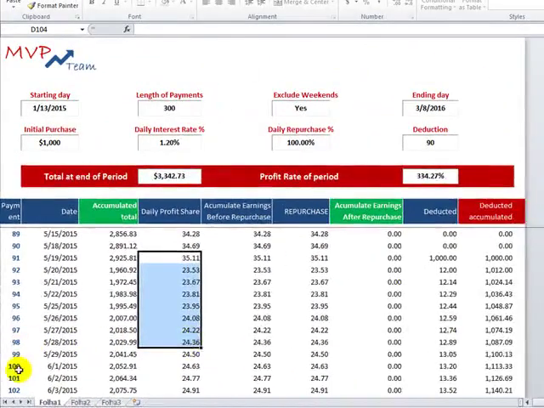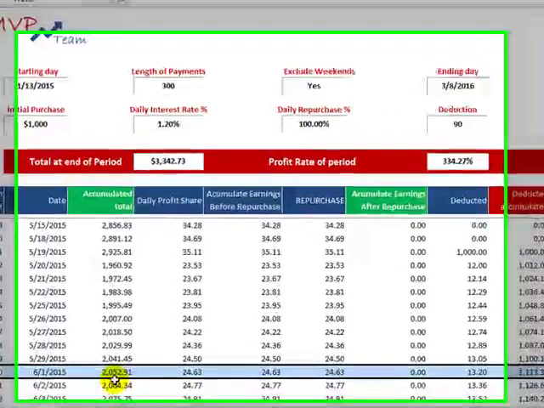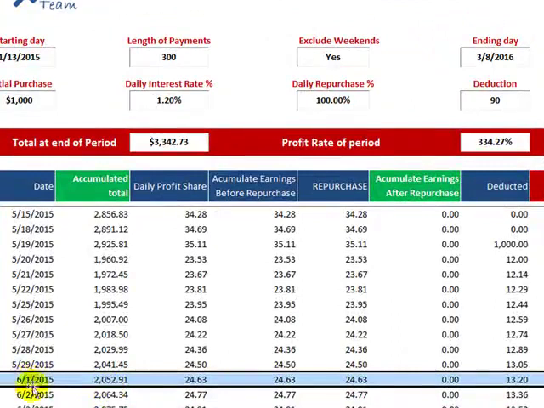So like on the 100th payment, you want to highlight this row. Okay, your account is now 2,000, which is on June 1st, and you're earning 24, but you're deducting 13. This is exactly how the Lumaxa profit sharing model works. So it is 99% accurate. The only reason why I'm not saying 100% is because of the decimal.